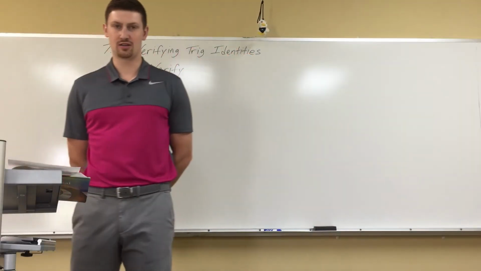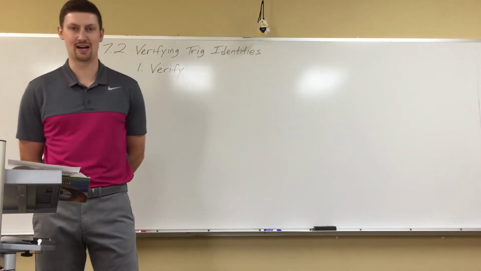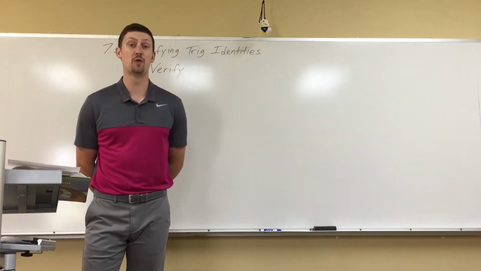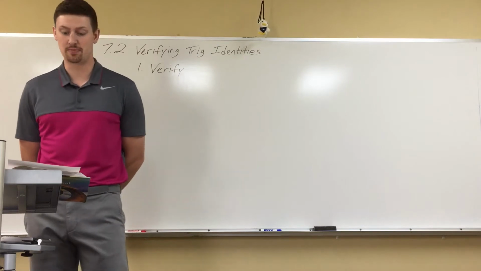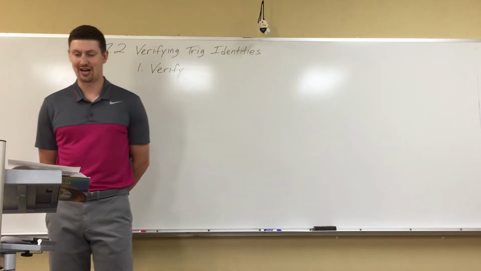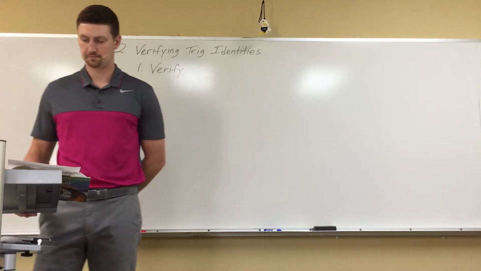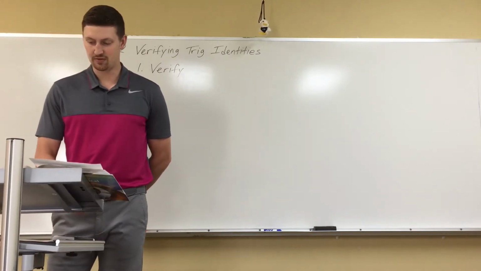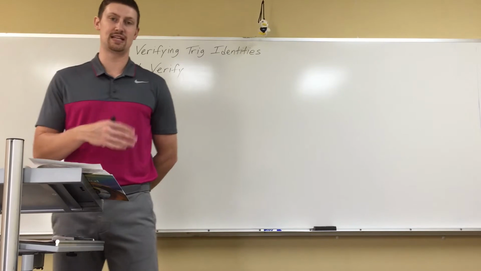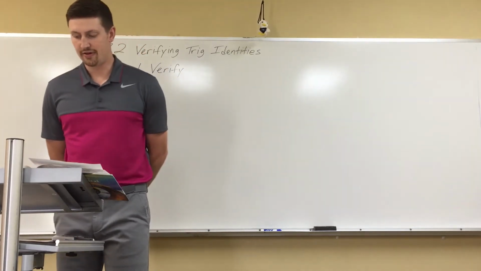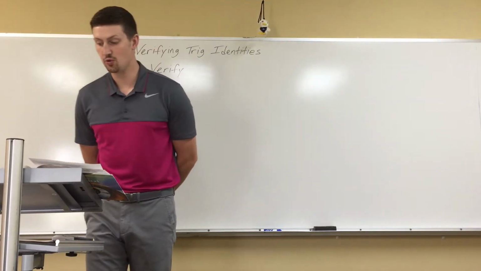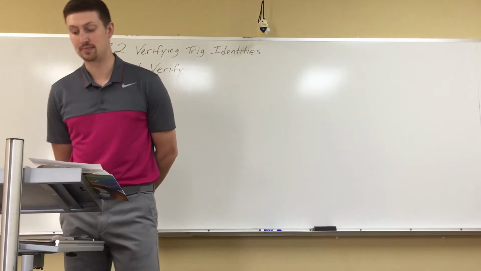If you brought your book home with you or wherever you are right now watching this video, page 431 also gives a couple more good recommendations on how to transform these. Look there, middle of page 431, it's highlighted in yellow. They say transform the more complicated side of the equation to the simpler side. That's what we just wrote down. Another good recommendation is to substitute one or more basic trig identities to simplify expressions.